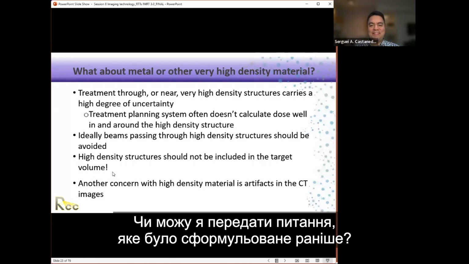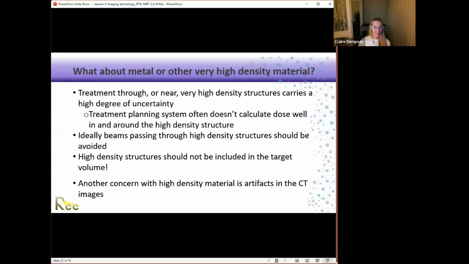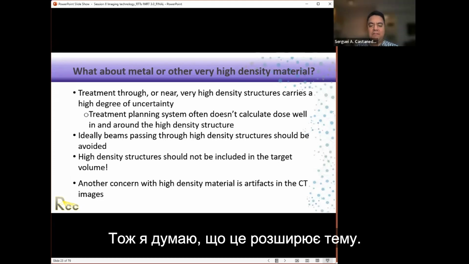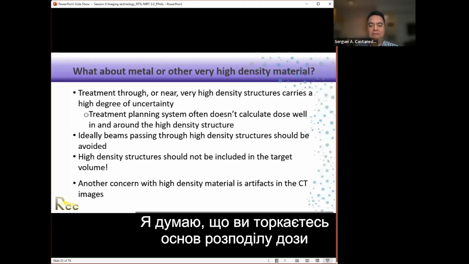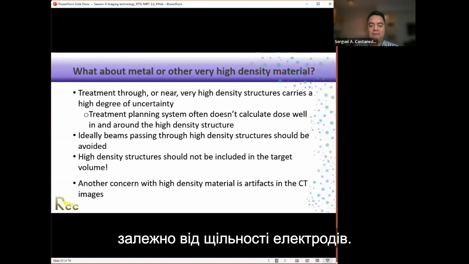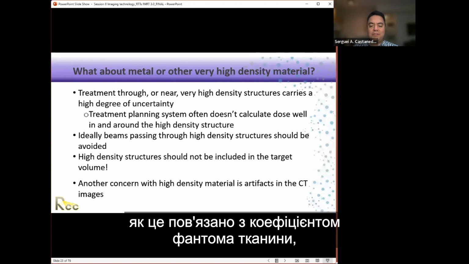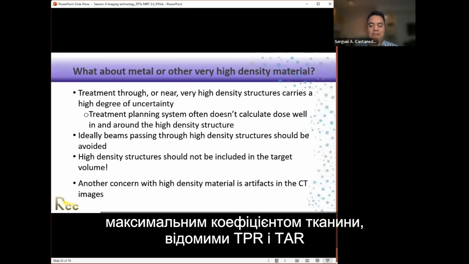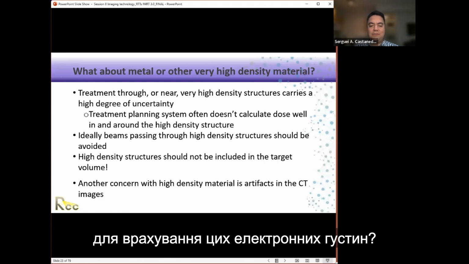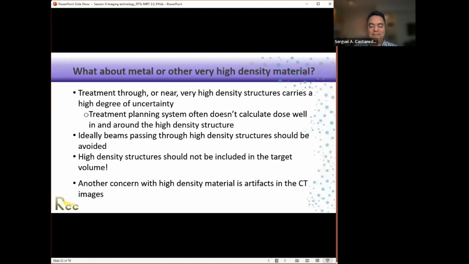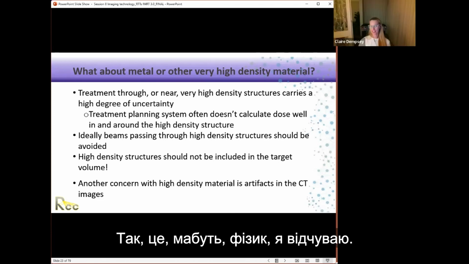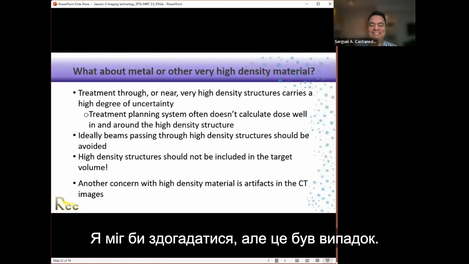Stopping for questions, can I communicate a question that was formulated earlier? Yeah. I think it's expanding the topic. You're touching on the basics of the dose distribution depending on electron density, but we have a very curious attendee, and he would like to know how that is related to tissue phantom ratio and tissue maximum ratio, the known TPR and TAR, in accounting for these electron densities. Oh, good question. Advanced and sophisticated question. This must be a physicist, I feel like. Could have been, if that's the case.